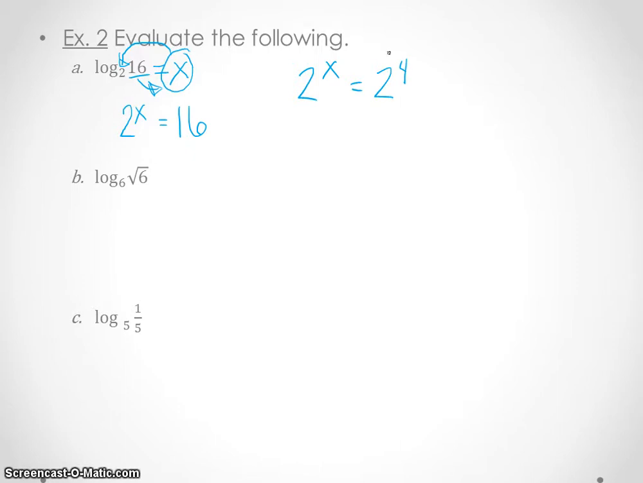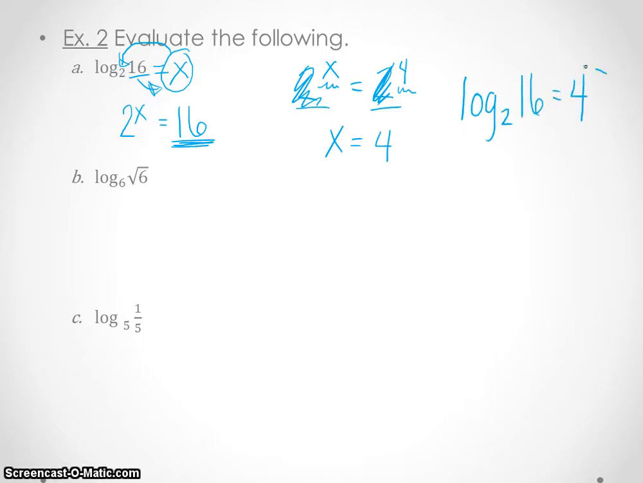So 2 to the 4th power is equivalent to 16, so all I did was replace 16 with 2 to the 4th power. And then remember, if our bases are the same, we can get rid of them. And we could just say very easily that our exponents are equal, so x here is going to be 4. Okay? So log base 2 of 16 is going to be 4.